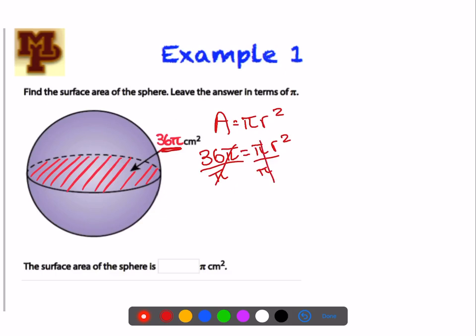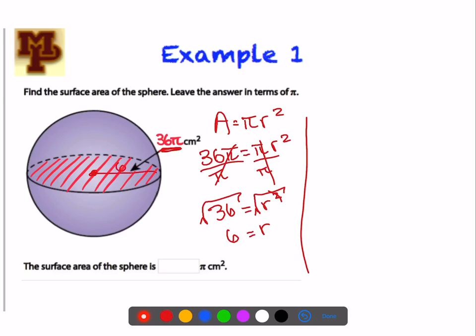The pi's will cancel out, leaving radius squared equals 36. As you can guess, we take the square root of both sides. We get r is equal to 6. So the radius of the circle is actually 6.